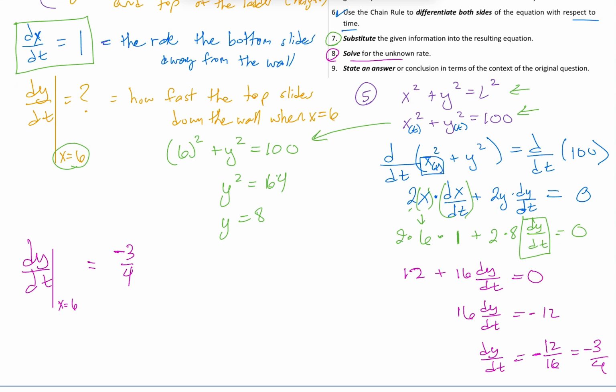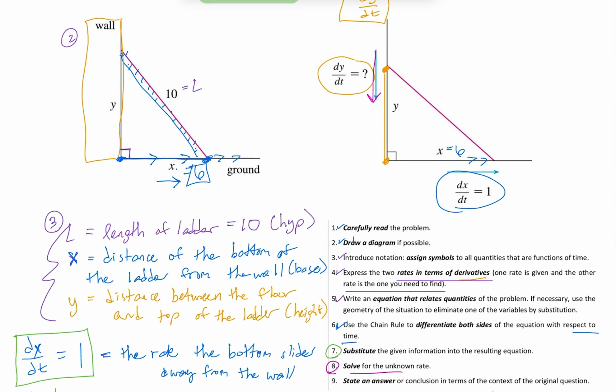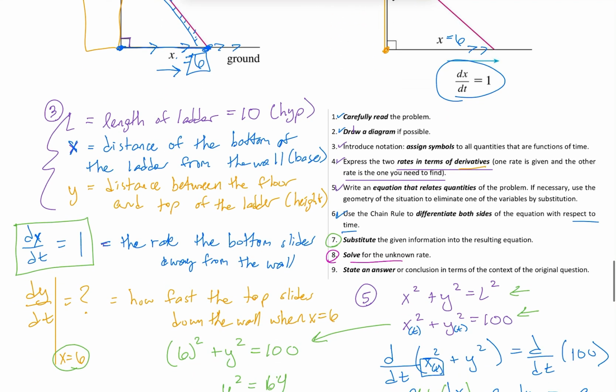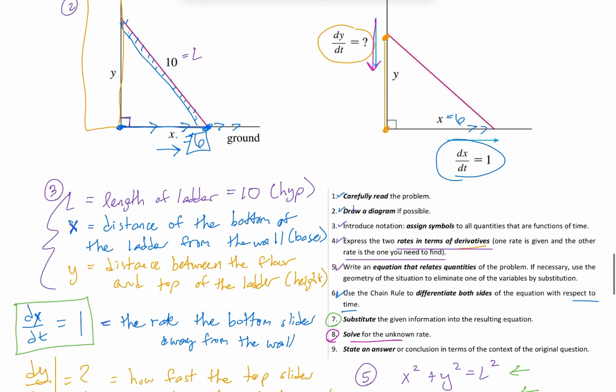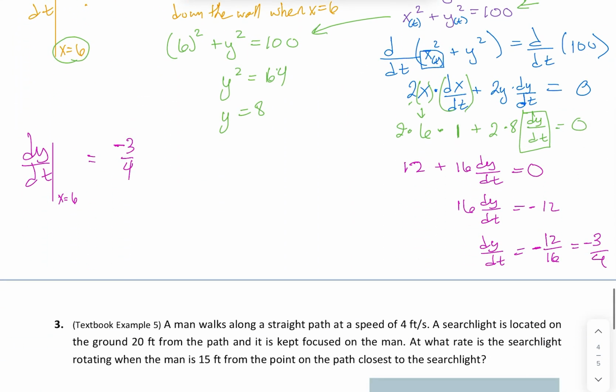It's negative because it's changing by falling down the wall. So that negative shows that downward fall, that direction. And then the 3/4 is the speed. So it's moving at, this is in feet per second. So it's moving at 3 feet per 4 seconds.